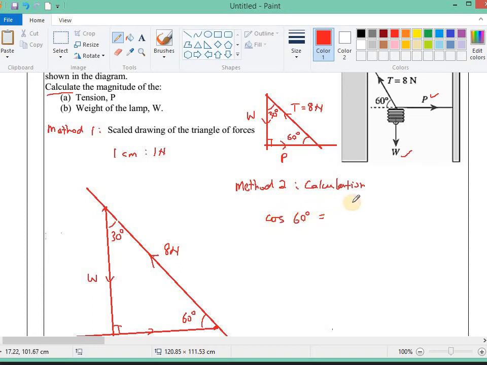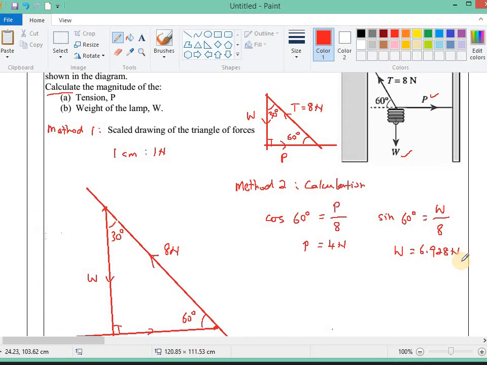cos 60 degree equals to P over 8. So P is equal to 4 Newton. So P is 4 Newton. And then after that, for W, you can use sine. So sine 60 equals to W over 8. So W equals to 6.928 Newton. So this is the answer from calculation.